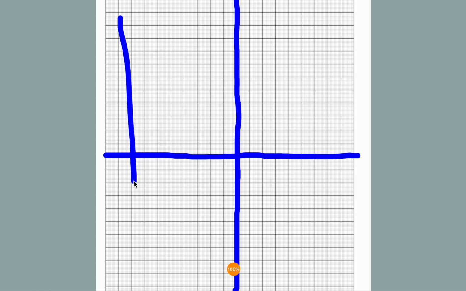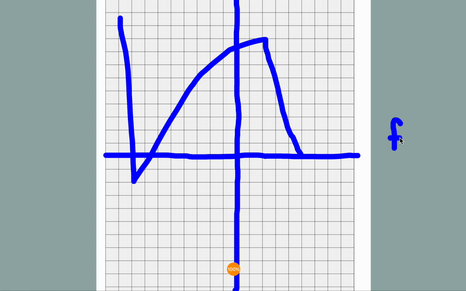Let's make a very weird function. So, this being 1, this being 2. What is the value of the function at x equals 5? If x equals 5, the value is 0. So f(5) is 0.